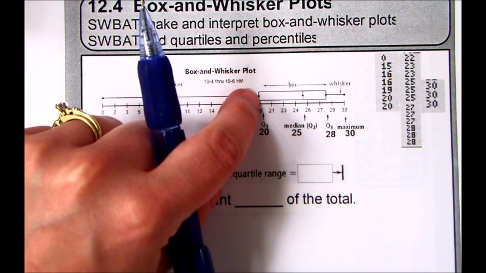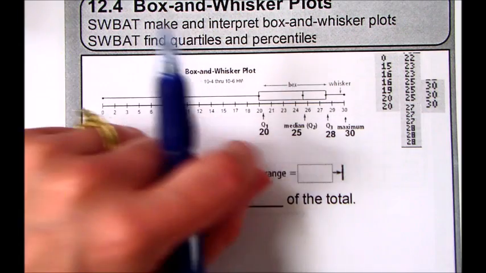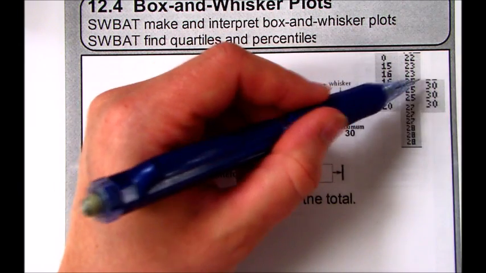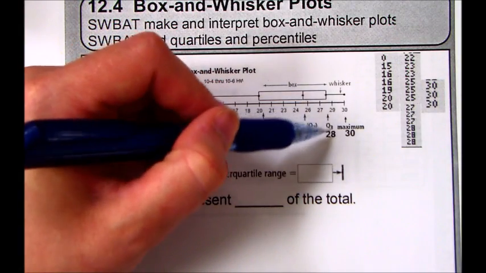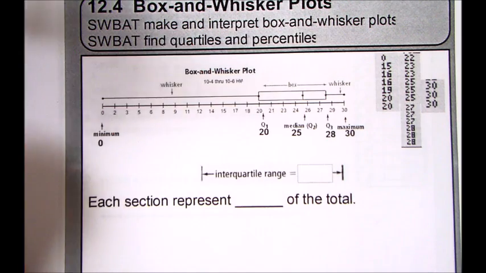And then you plot the median, so the middle number right there, which happened to be 25. And if you went through the middle of these numbers, 25 would be right in the middle. And then I will teach you how to find quartile 3. In this case, it was 28. And the highest number, which was scored on the homework thing, was a 30.